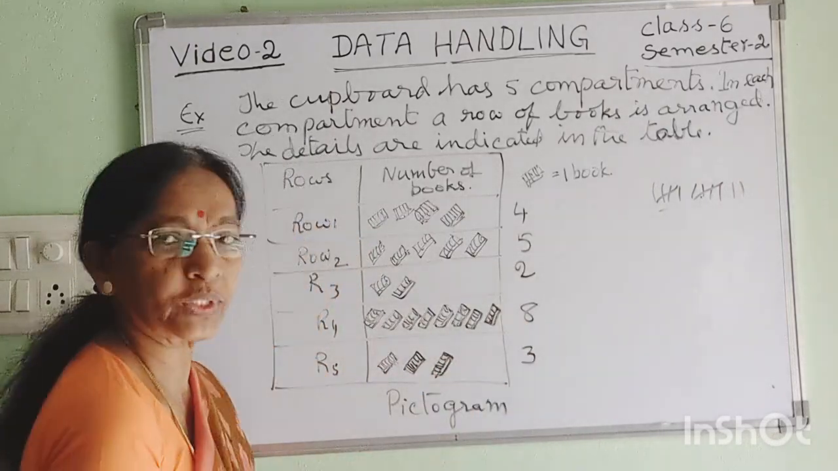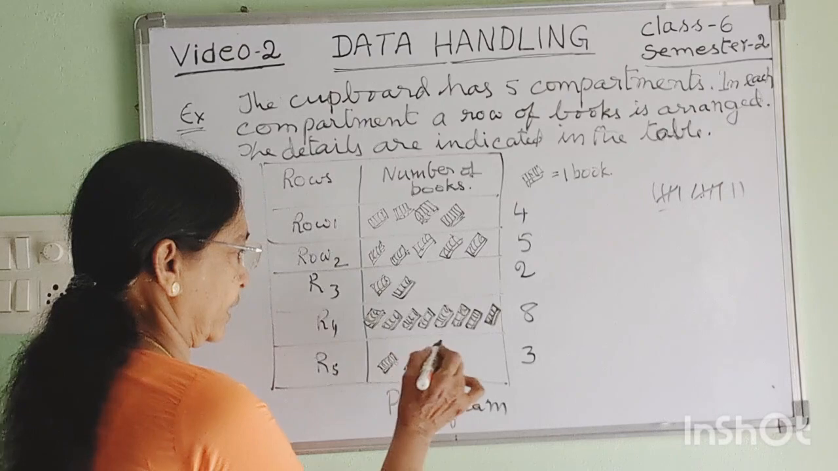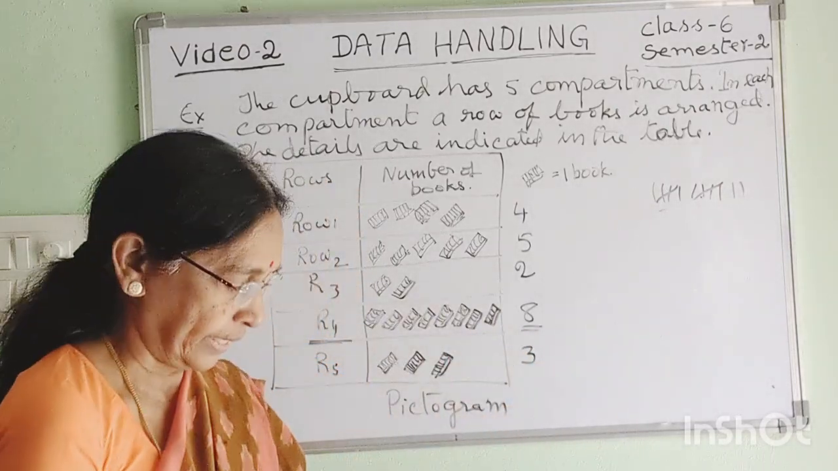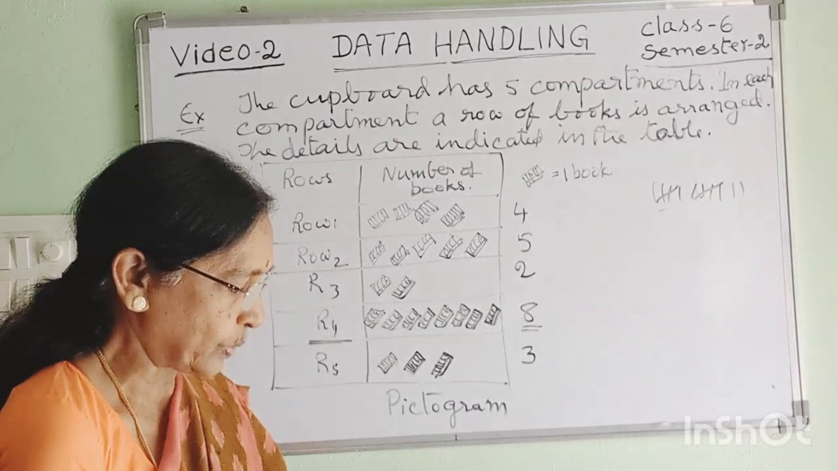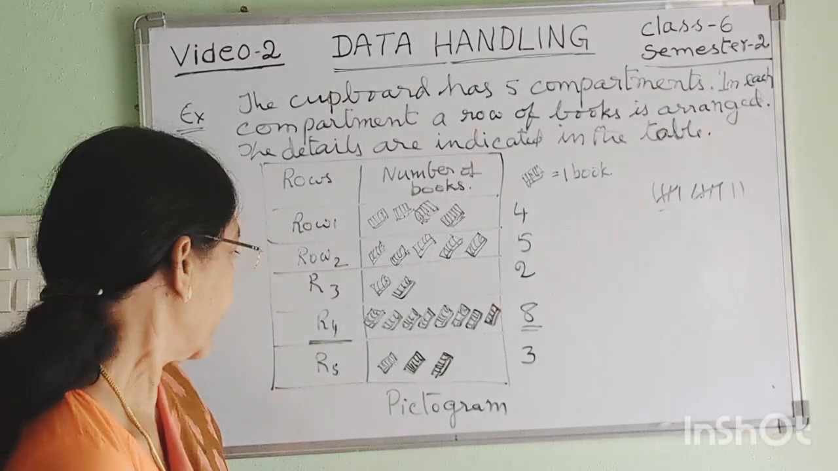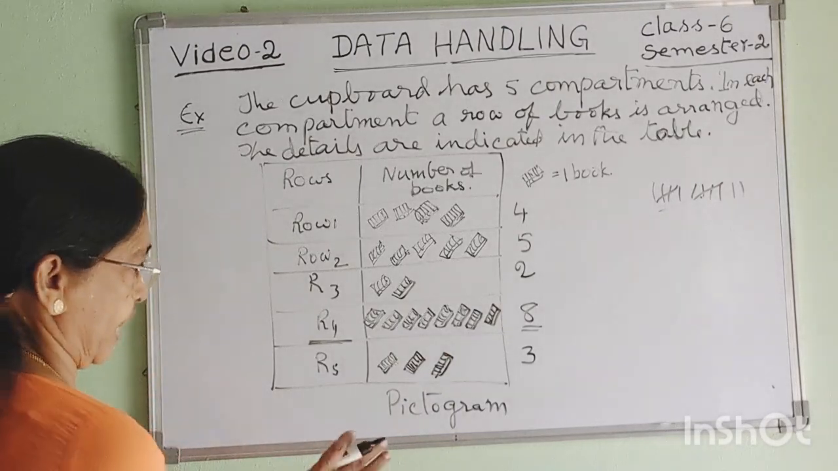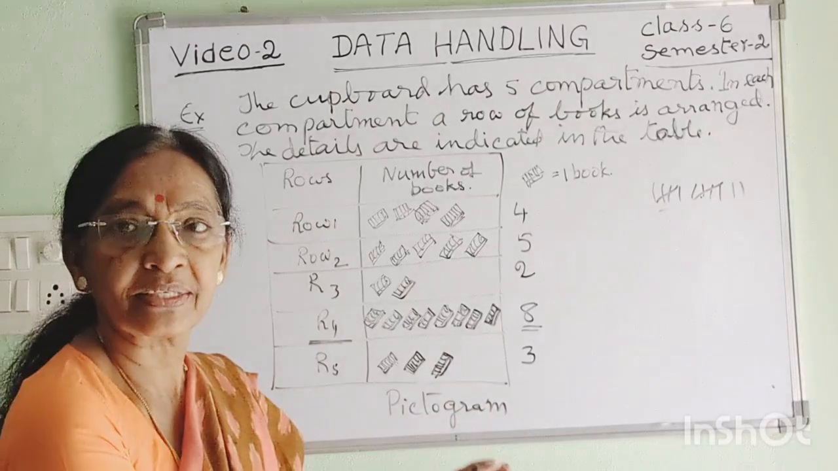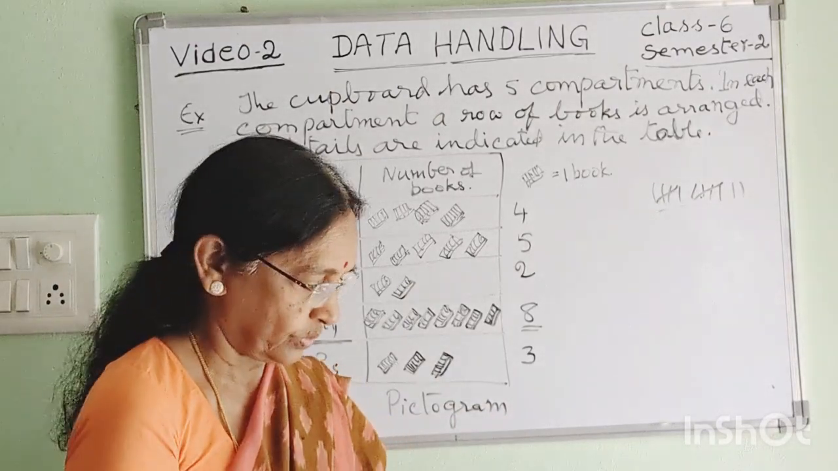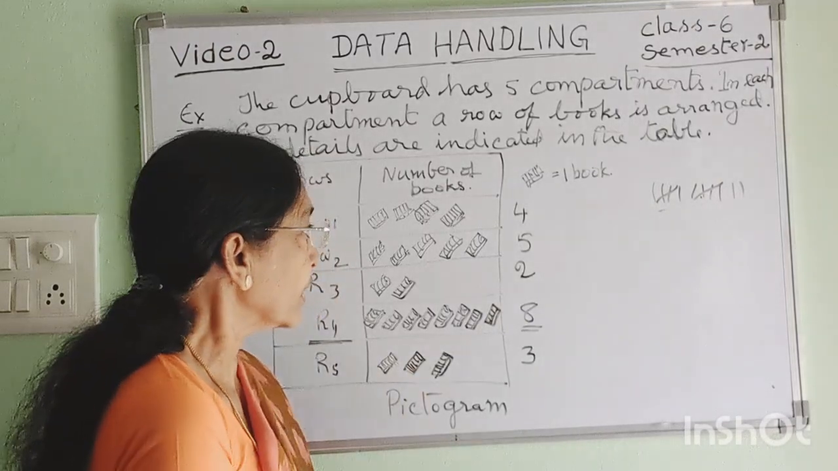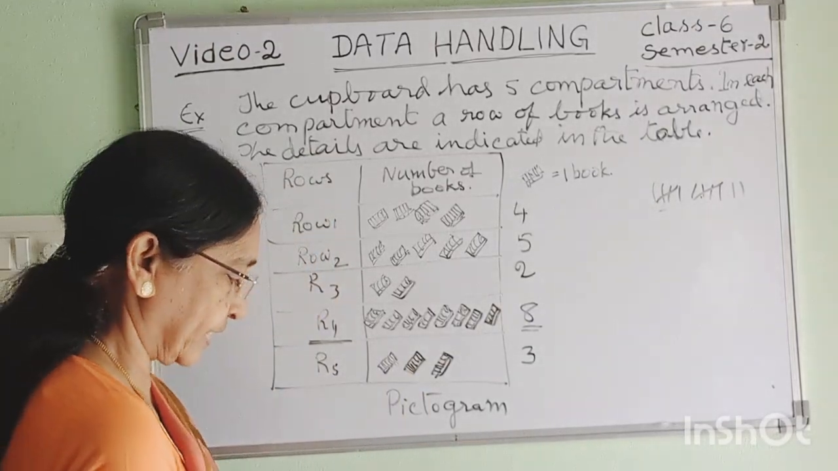So in which row the greatest number of books were there? In row 4 there were 8 books. It is the greatest number. So next question. Is there any row which doesn't have books? From row 1 to row 5 there isn't any row without books. So you can answer these questions by just studying the diagram.